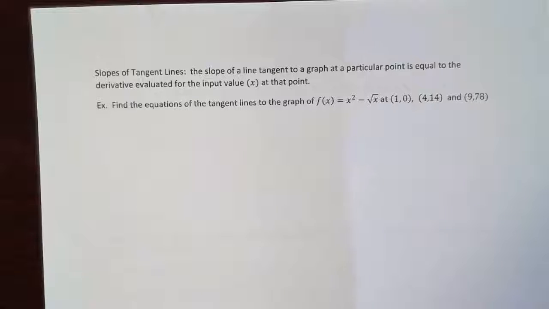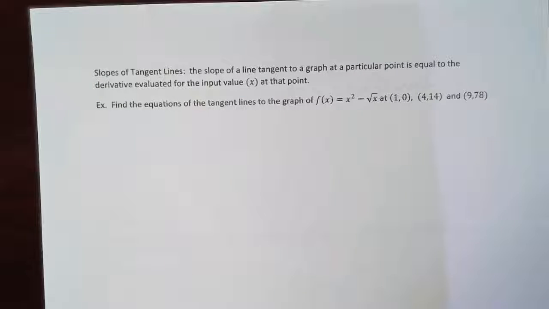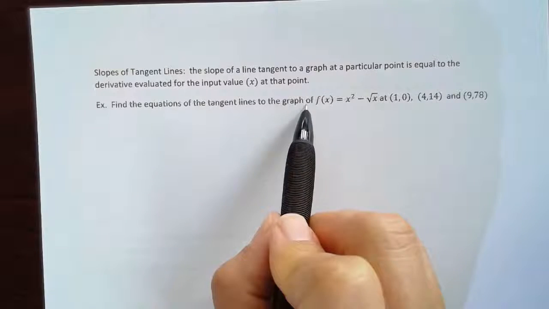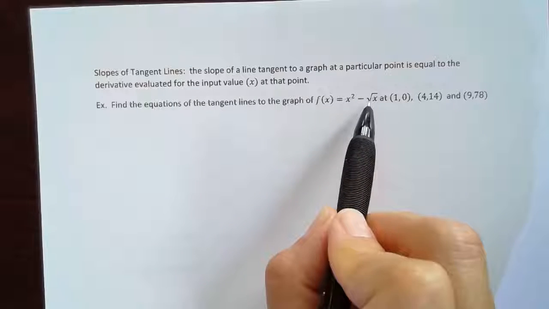So back to talking to us about slopes of tangent lines. What I was going to say is the slope of the tangent line and the rate of change of the curve at that particular point are equivalent to each other. So it says find the equations for tangent lines to the graph of f of x equals x squared minus the square root of x.